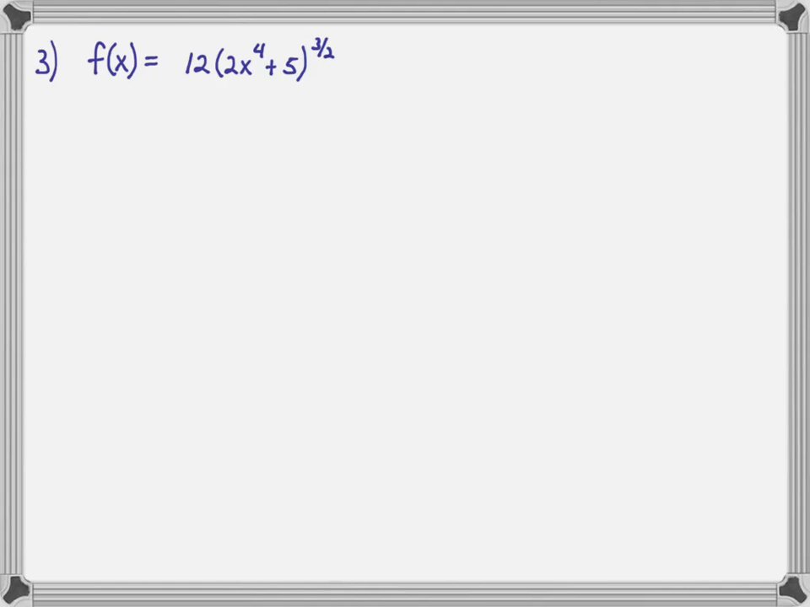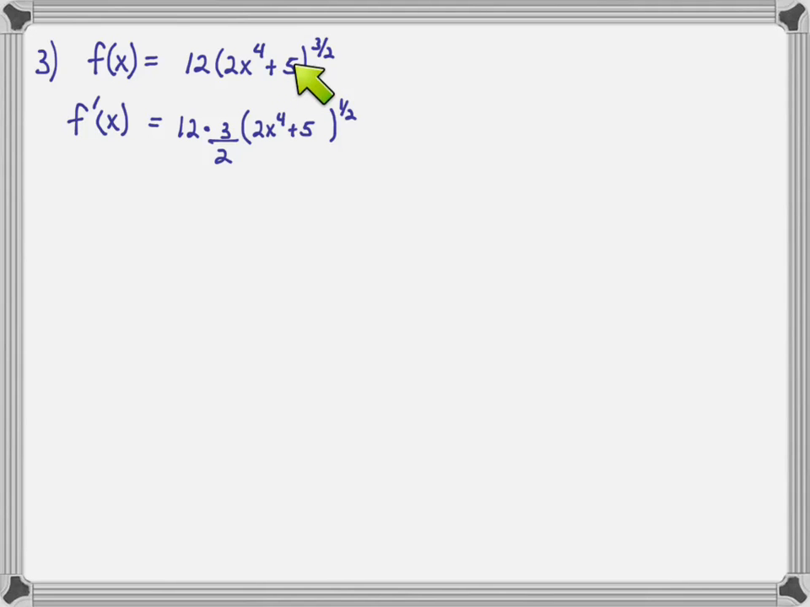Alright, our third exercise says f of x equals 12 times (2x^4 + 5) all to the 3 halves. Now it may bother you a little bit that we have an exponent here that's a fraction, but don't let that bother you because the chain rule is going to work exactly the same way. First of all, we know the 12 just sits out in front, so f prime will be 12 times, we'll bring this 3 halves to the front here, so 12 times 3 halves. And then we're going to drop this exponent by 1. Now 3 halves minus 1 is 3 halves minus 2 halves, which is 1 half. And the inside of the parentheses remains exactly the same.